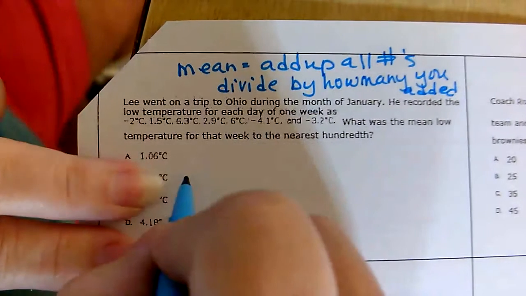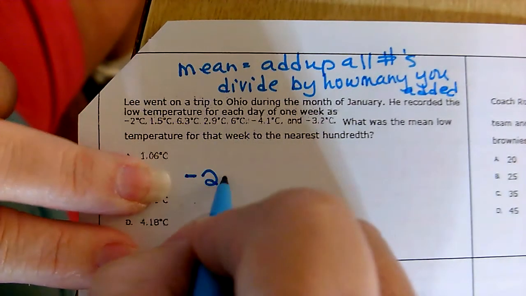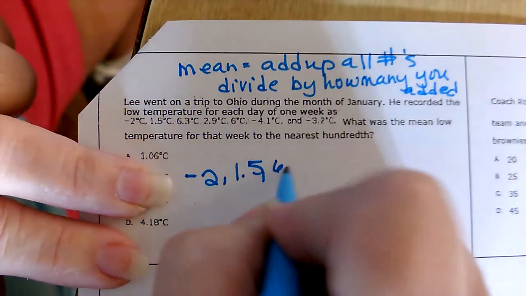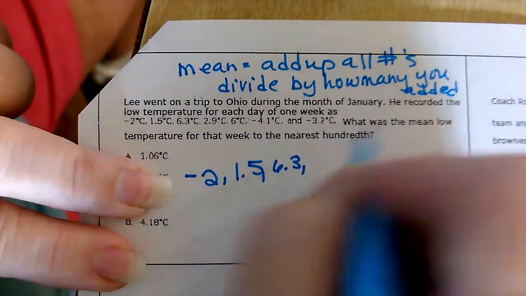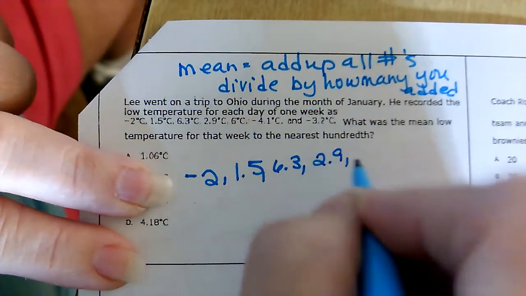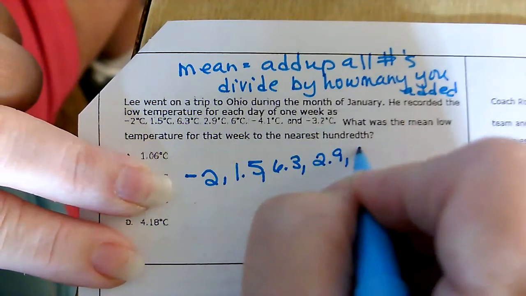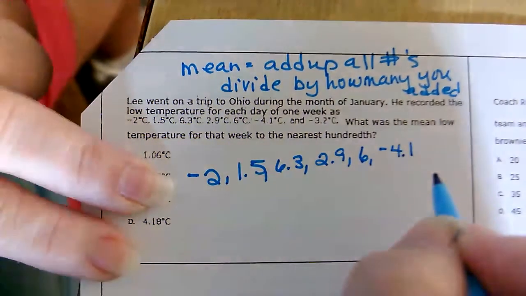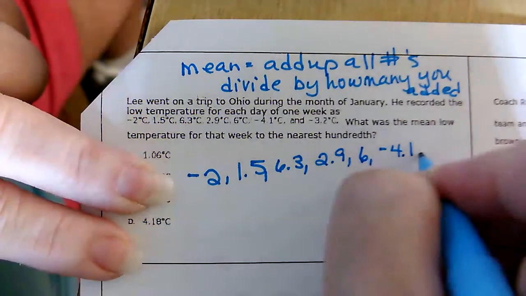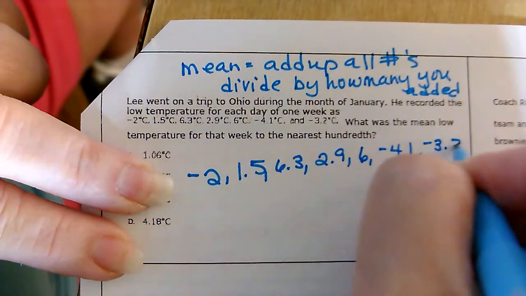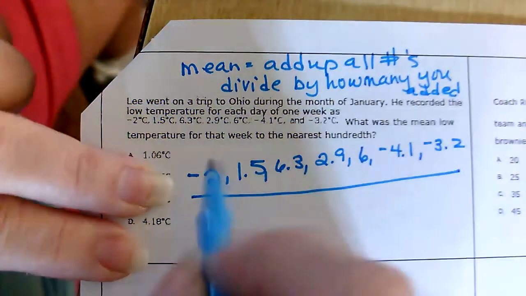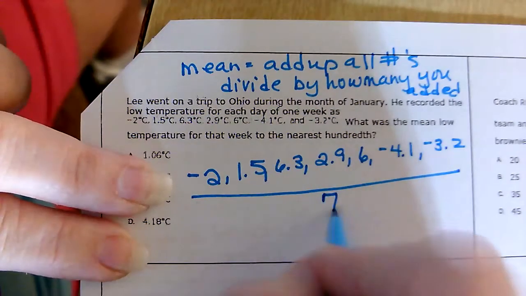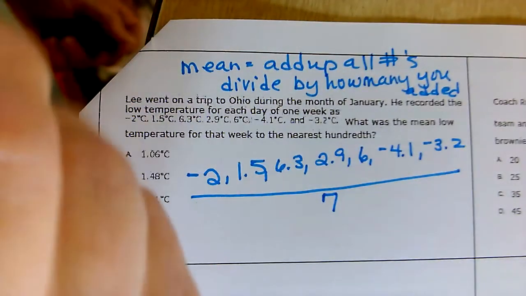So we've got -2, 1.5, 6.3, 2.9, 6, -4.1, and -3.2. So how many numbers is that? 1, 2, 3, 4, 5, 6, 7. And divided by 7. All right, you're going to do this.